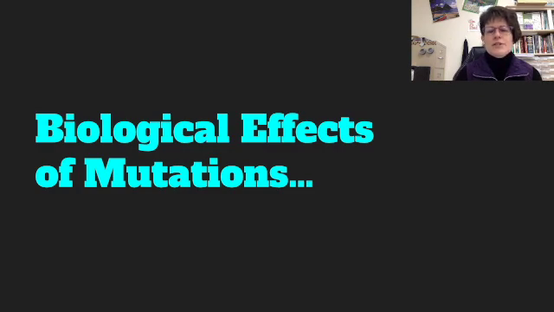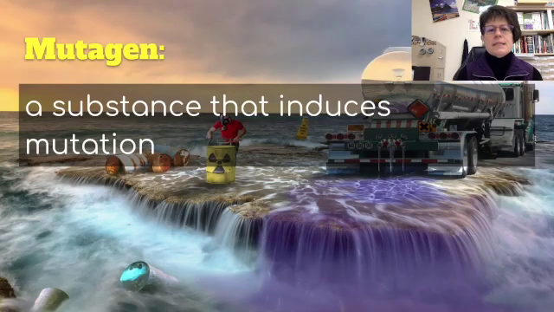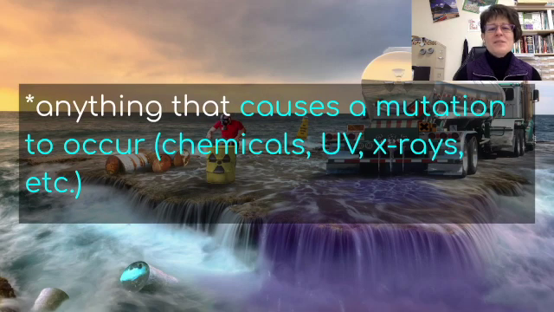So, what are the biological effects of these mutations? There could be death, but a lot of times these are caused by mutagens, and this is a substance that induces mutation, kind of like the Teenage Mutant Ninja Turtles. I believe the story is they got into toxic waste, and that's a mutagen, and so it caused a mutation in them. A mutagen is anything that causes a mutation to occur. These can be chemicals, UV radiation that causes skin cancer, X-rays, etc.